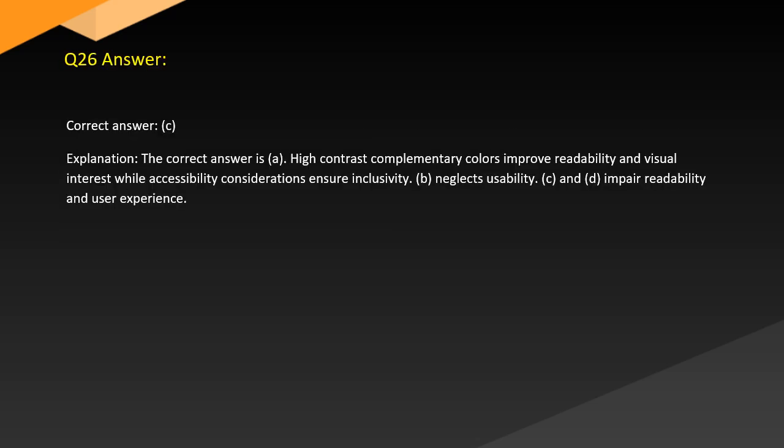Answer. Correct answer. C. Explanation. The correct answer is A. High contrast complementary colors improve readability and visual interest, while accessibility considerations ensure inclusivity. B. Neglects usability. C and D impair readability and user experience.